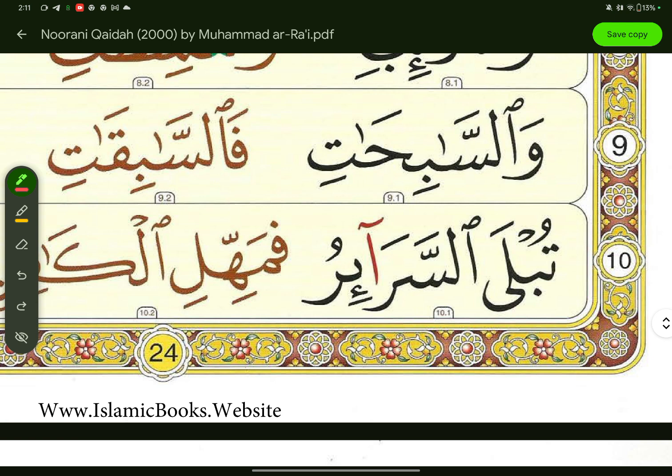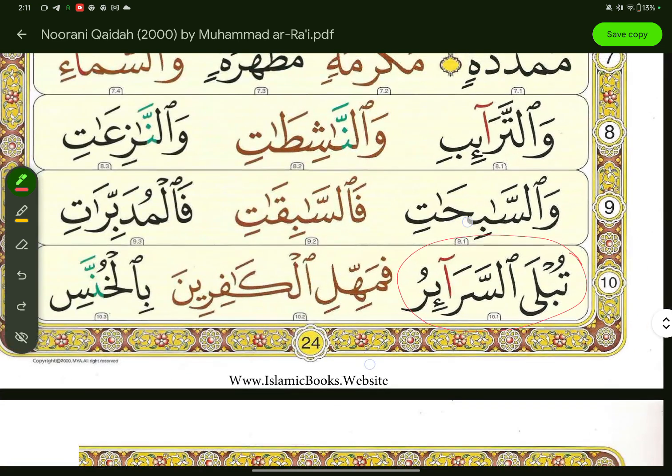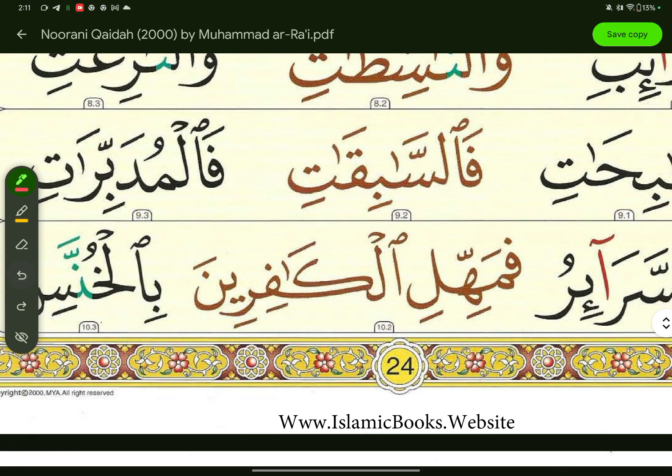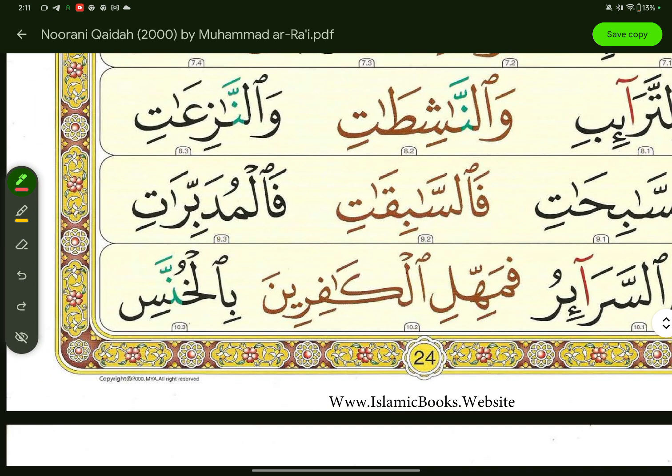But yeah, you did read this right though, Abyssinia. Tubalas Sarair. Right? Next one. You will just do the last two, and then afterwards you'll be finished with the class. Okay.